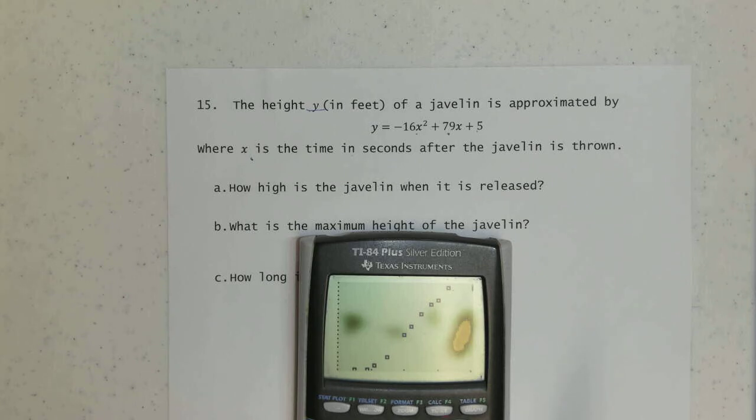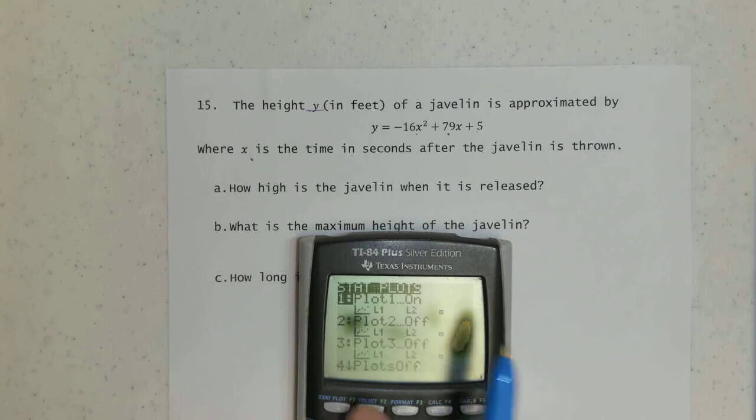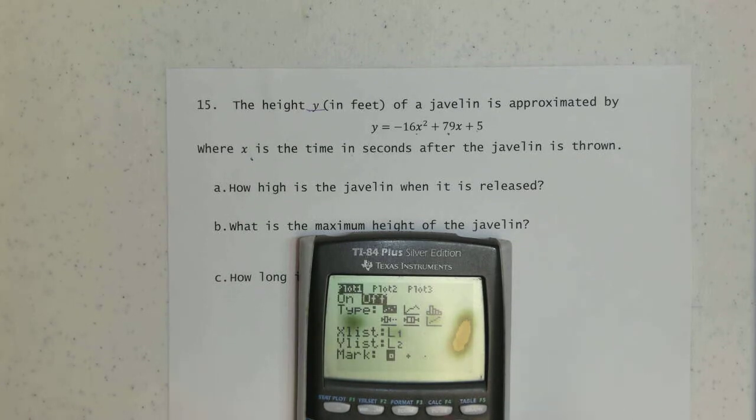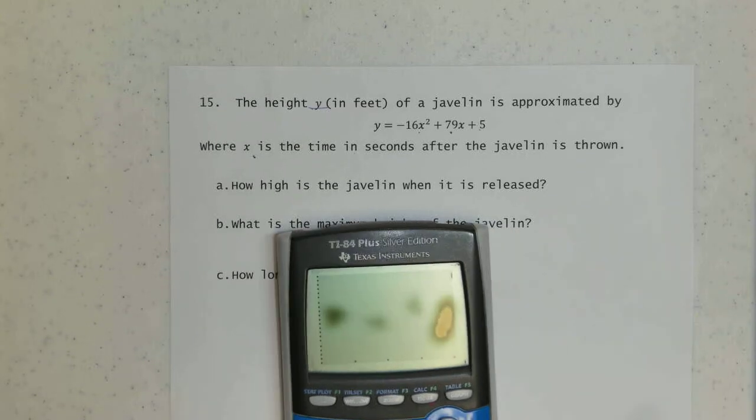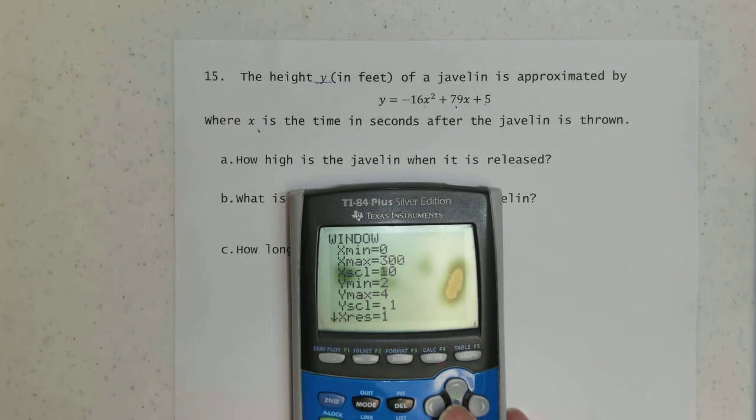Okay. I'm going to do a couple things. I'm going to first of all turn this stat plot off. Okay, and then let's graph, and it doesn't show up. So I'm going to change the window. I'm going to go 0. How far would this javelin go? It'd go more than 100 feet. Let's go the length of a football field. Let's go 300 feet. I'm just guessing. If I need to adjust, I will.